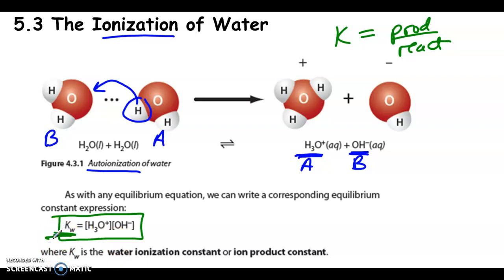Have you seen enough Ks yet? We have Keq, Ksp, Ka, Kb, and now we have Kw. So Kw is in reference to really the ion product constant, but more specifically, the water ionization constant. So you're looking at the hydronium and hydroxide coming from when we're dealing with water.